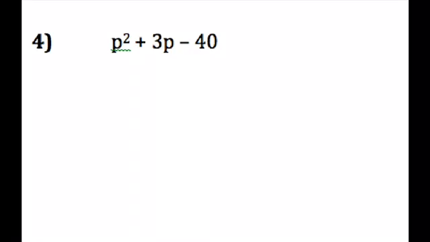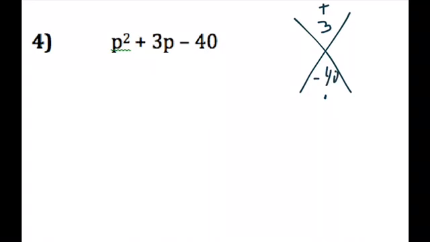Number 4 is p squared plus 3p subtract 40. Okay, once again, I'm going to do X games, and I'm looking for two numbers that when added give me a positive 3, and when multiplied give me a negative 40. This one might be a little trickier.